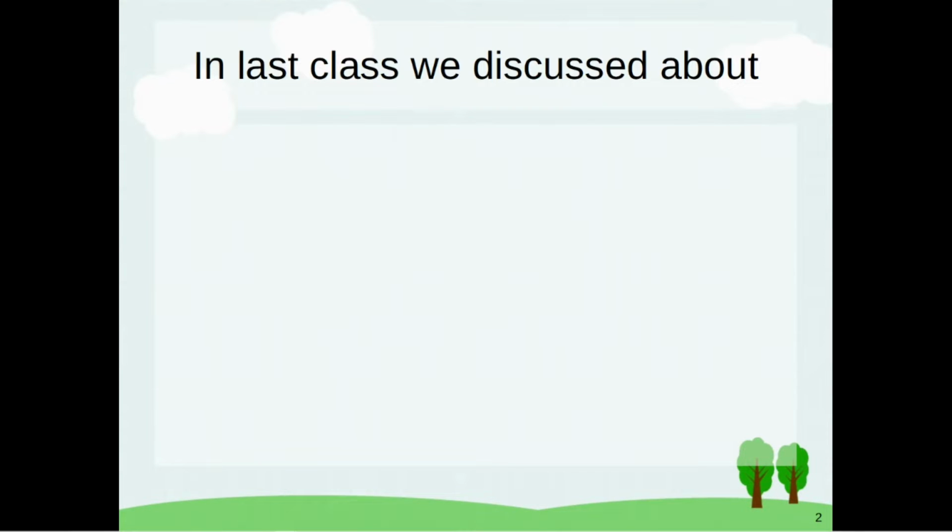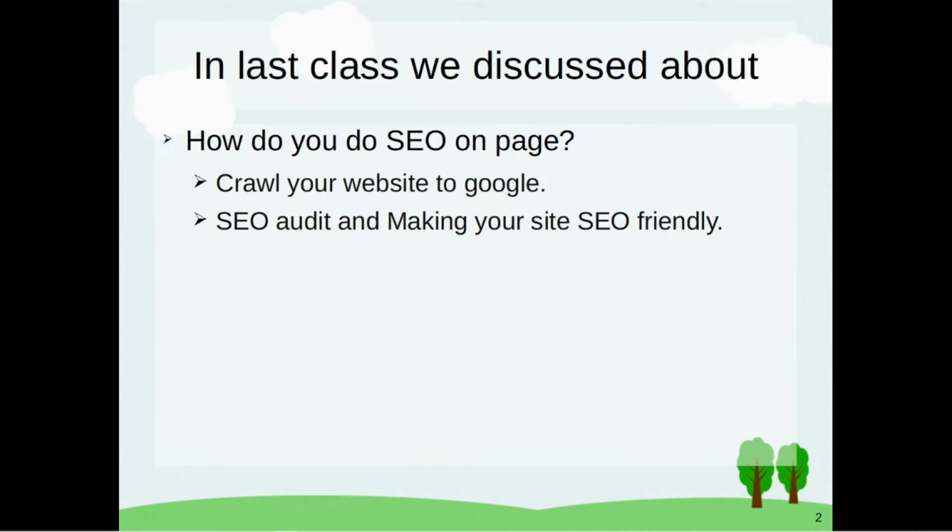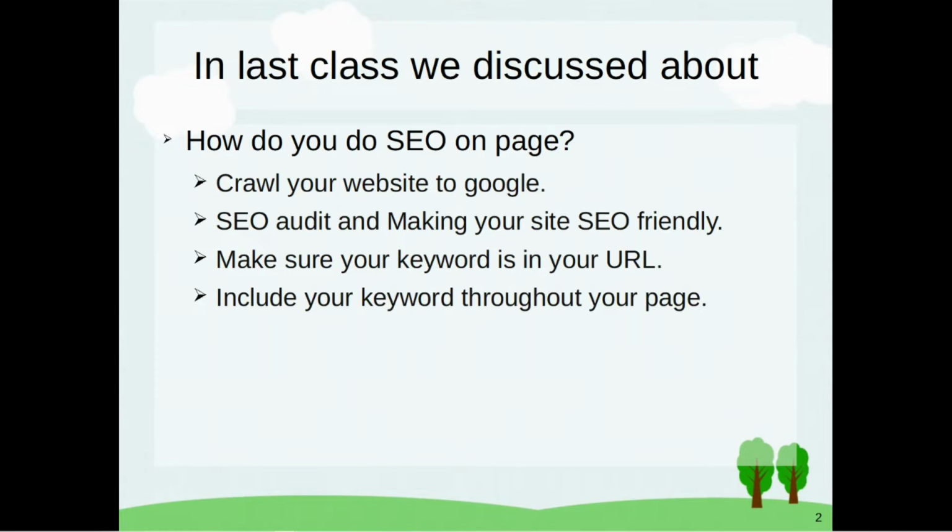In the last class we discussed how to do on-page SEO. The first point was crawling your website to Google. The second point was SEO audit and making the website SEO friendly. Next was making sure that your keyword is present in your URL. The next one was to include your keyword throughout your page. And in this class, we will study updating descriptions and titles, which includes meta descriptions and title creation.